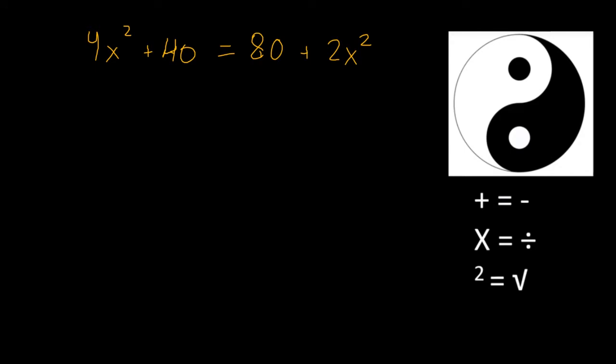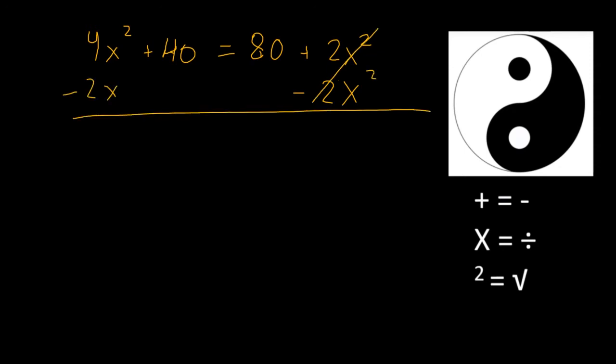Alright, so with this one, similar idea. So I want all the x's on one side, all the numbers on the next. So I want the x's to always be positive, so I'm going to subtract it from over here. And the like terms, they combine. Then I'm going to move this 40 over here. So I know this cancels. So it'll be 2x squared equals 40.